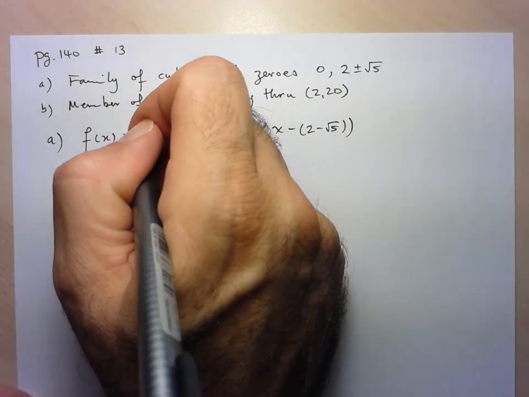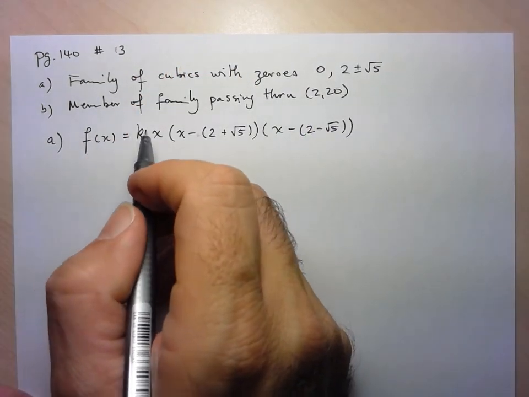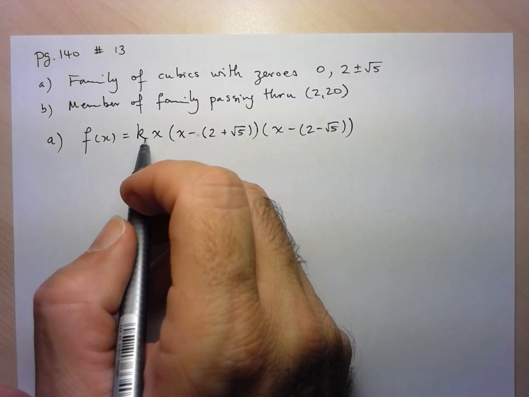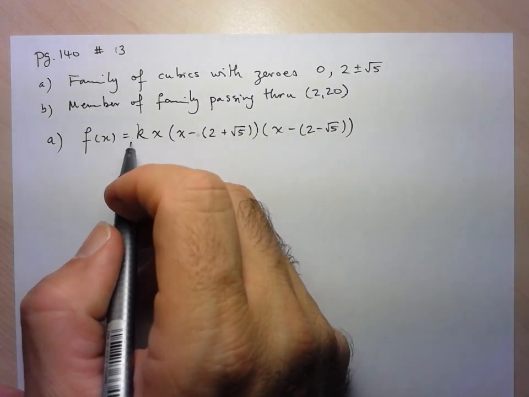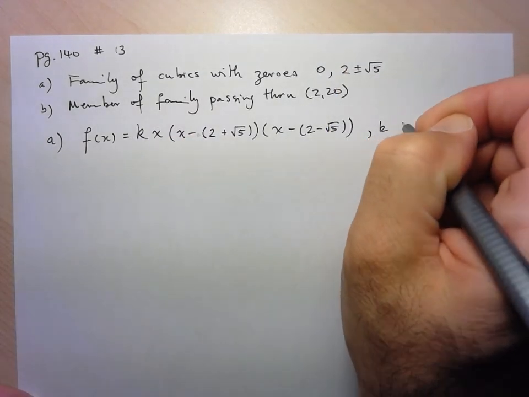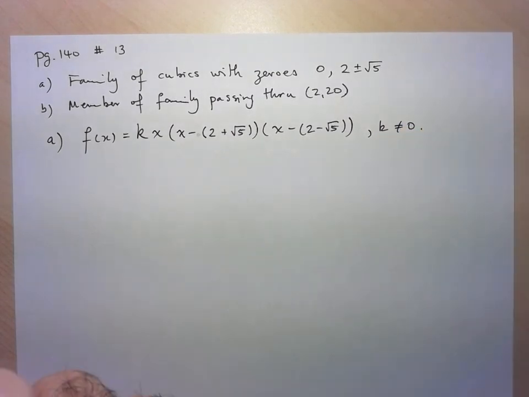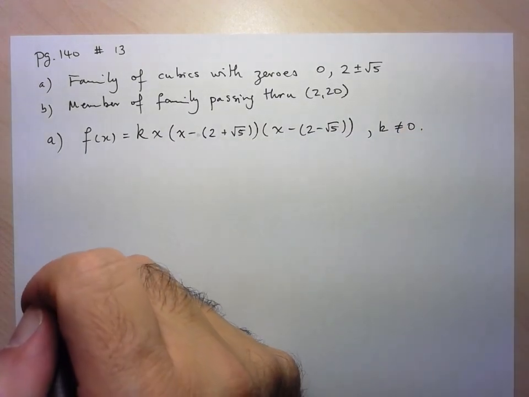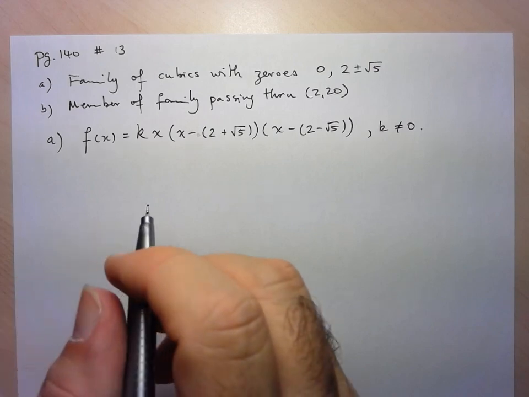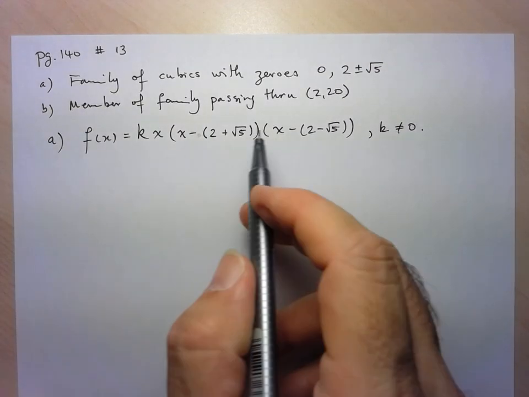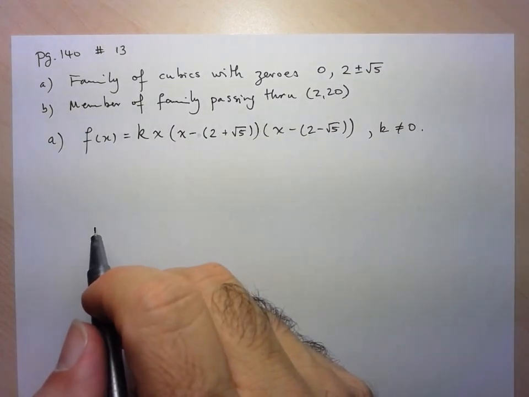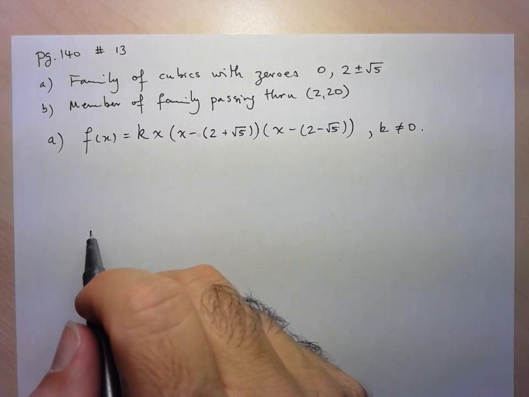In order to get all possible members, we can change this constant multiple k in front. It could be any number, well, except 0. So we know that k can't be equal to 0, but any other value for k is going to give us a polynomial that has these characteristics. Okay, so there's our family.